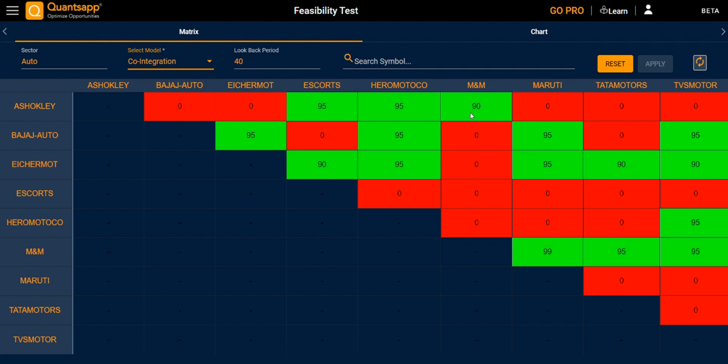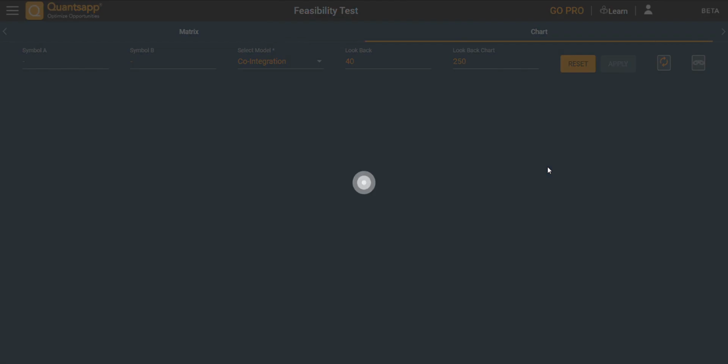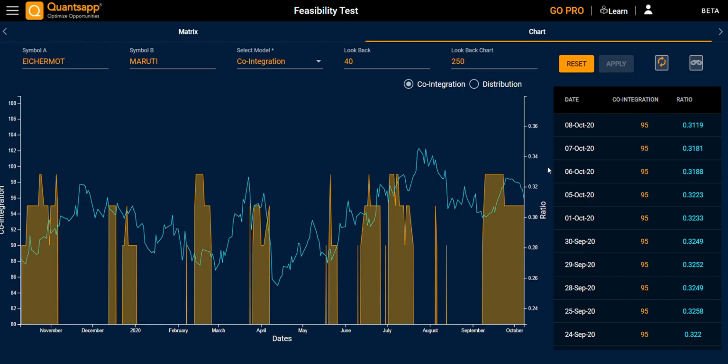While making a pair, you should always consider that the pair should have a good correlation and a good co-integration. Let's take Maruti and Eicher Motor. Clicking on a particular pair will take us to the chart section.